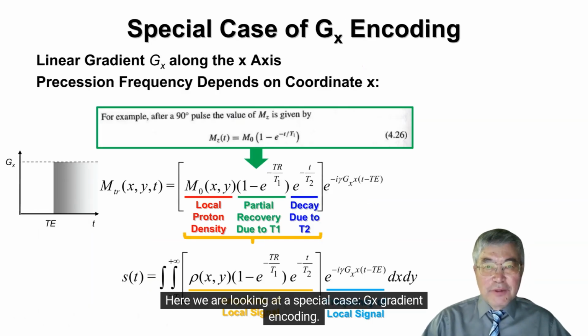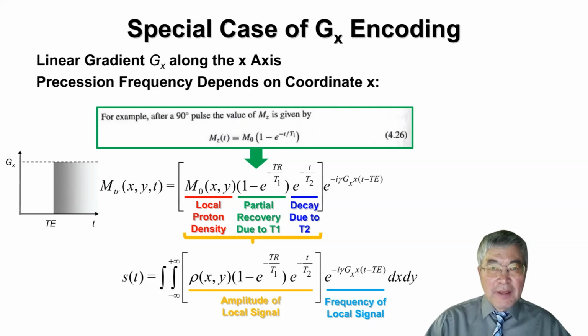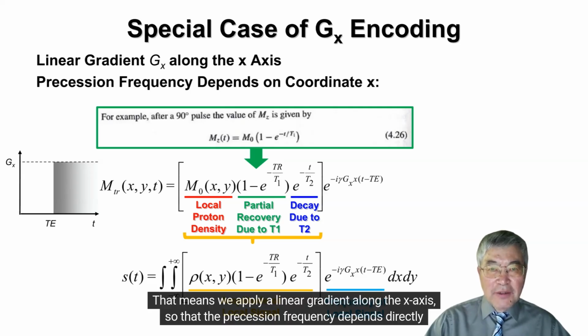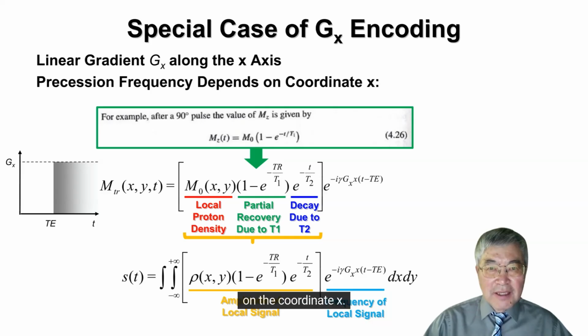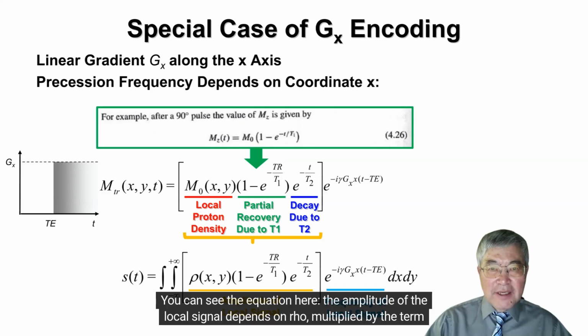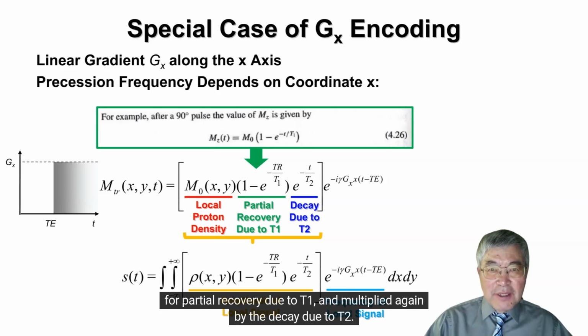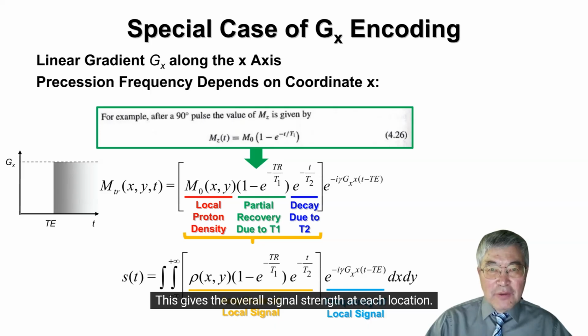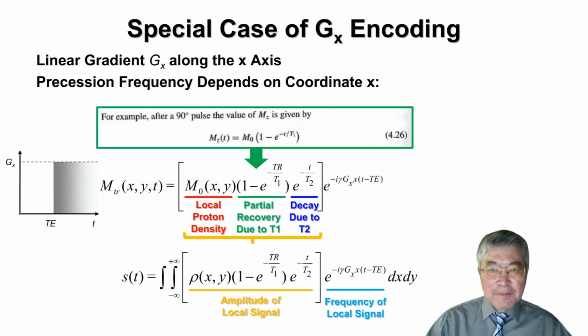Here we are looking at a special case, GX gradient encoding. That means we apply a linear gradient along the x-axis so that the precession frequency depends directly on the coordinate x. In this case, the signal we observe combines several effects: proton density, T1 recovery, and T2 decay. You can see the equation here. The amplitude of the local signal depends on RHO, multiplied by the term for partial recovery due to T1, and multiplied again by the decay due to T2. This gives the overall signal strength at each location.